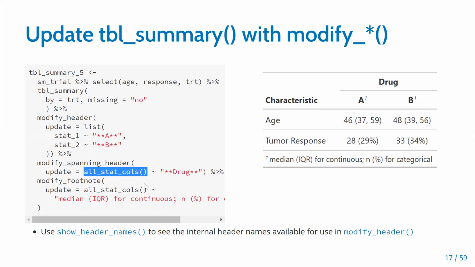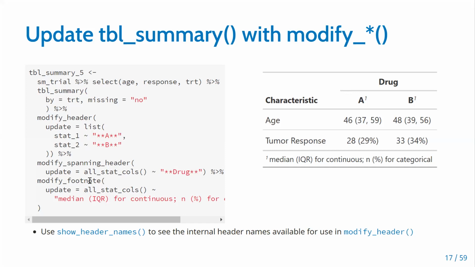This function, all stat calls, is a GT summary select helper. What that does is it selects all of the statistics columns like stat 1, stat 2. If it's a TBL summary object that's not split by a treatment, for example, then the column is called stat 0. It picks all of those columns by just saying all stat calls. And instead of having no spanning header, I now have a header, drug.